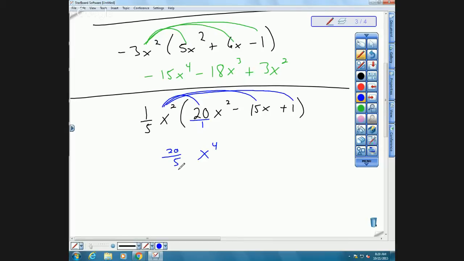So 20 divided by 5. I'll write it out as 2 steps just to see it. But really that's what's happening here. And then this one would be 15 times 1 would be 15, and then 1 times 5 would be 5, x cubed. And this one would just be 1 times itself. So this becomes what? 4x to the fourth minus 3x cubed plus 1/5. So really when you're multiplying by 1/5 or 1/3, like if this is 1/3, I just divide all these by 3. Or 1/2, I divide them all by 2. There's 1/5, so I divide them all by 5.